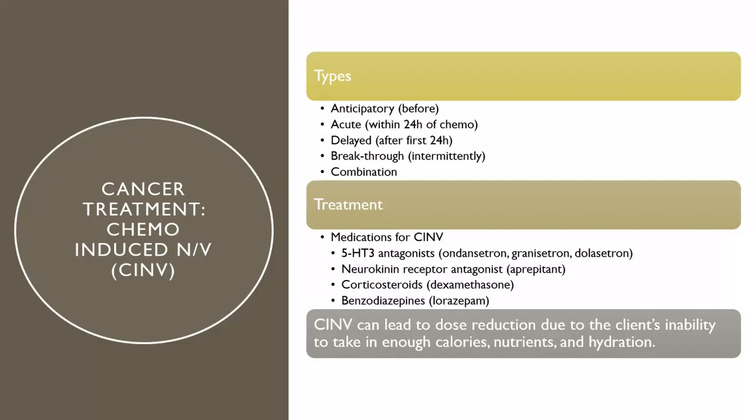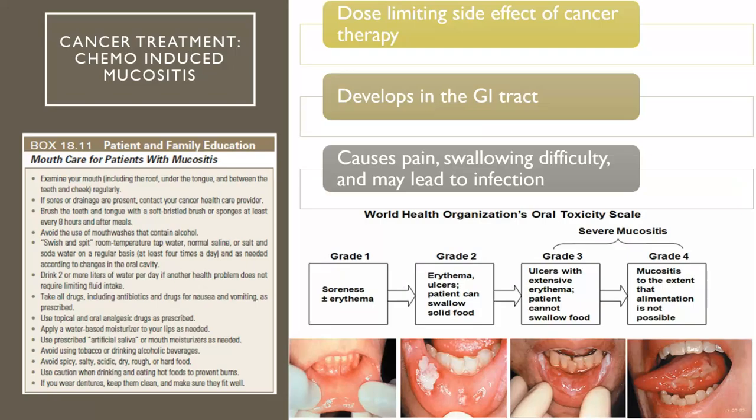Nausea, vomiting, chemo-induced, can lead to dose reduction due to the client's inability to take in enough calories, nutrients, and hydration. So maintaining their nausea, vomiting, because they're not going to want to eat anyway, but now you've got them throwing up, and maybe they've got stomatitis happening in their mouth. They're at a higher risk. So make sure you're managing the nausea, vomiting with maybe a Zofran or a benzo.